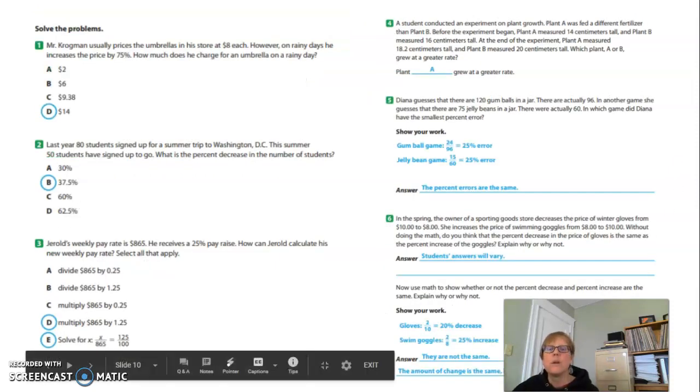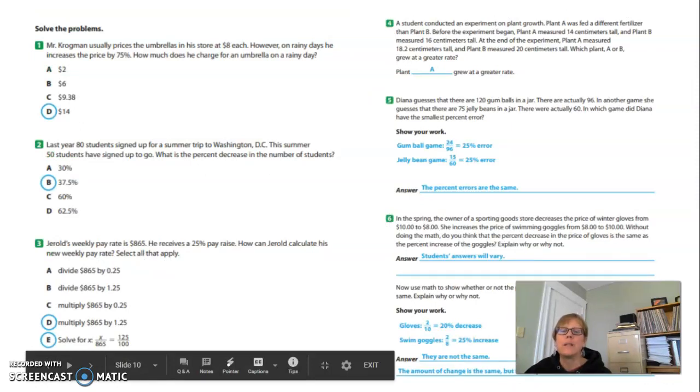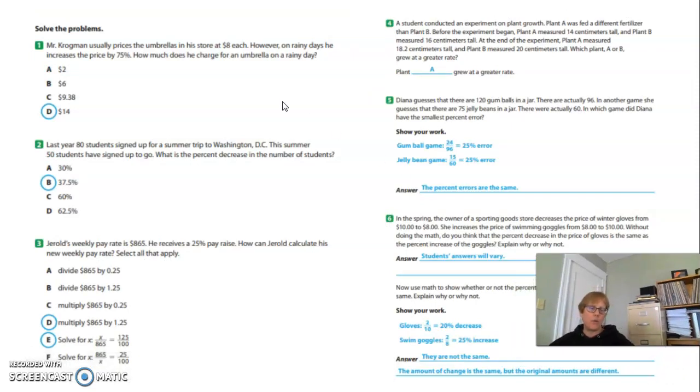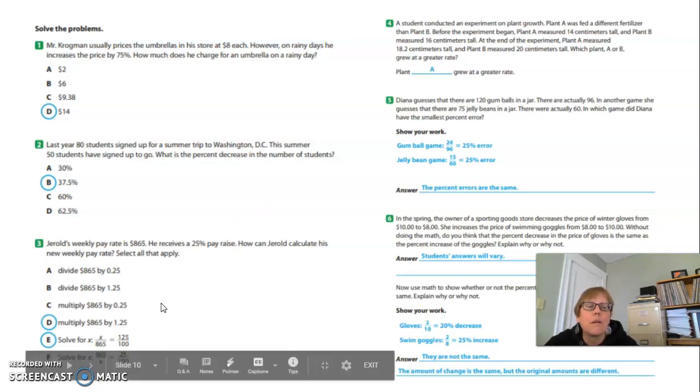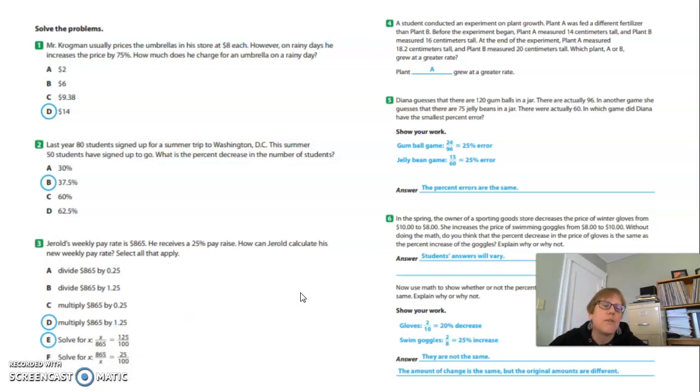So here we go. I have basically copied off the teacher text for you here, and you can see the answers. Number 1 is letter D, $14. Number 2, letter B, 37.5%. Number 3, it says select all that apply. Both D and E apply. You could multiply 865 by 1 and 2500ths, or you could solve for x: x over 65 equals 125 over 100 and figure out what x is.